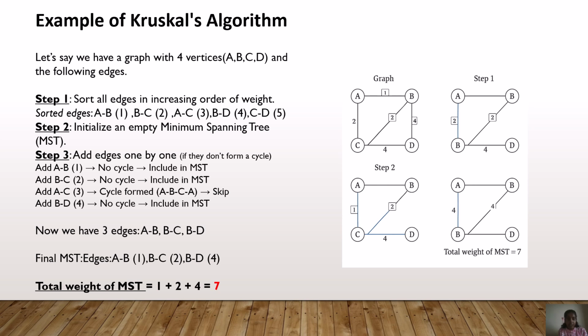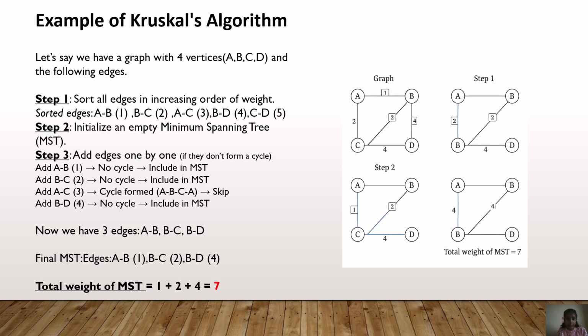Step 2. Initialize an empty minimum spanning tree. We will keep adding edges unless they form a cycle until we have V minus 1, which is equal to 3 edges, since we have 4 vertices in our graph. Step 3. Add edges one by one if they don't form a cycle. First, we'll add A to B with weight 1 and it is not forming any cycle, so we'll include this in our minimum spanning tree.